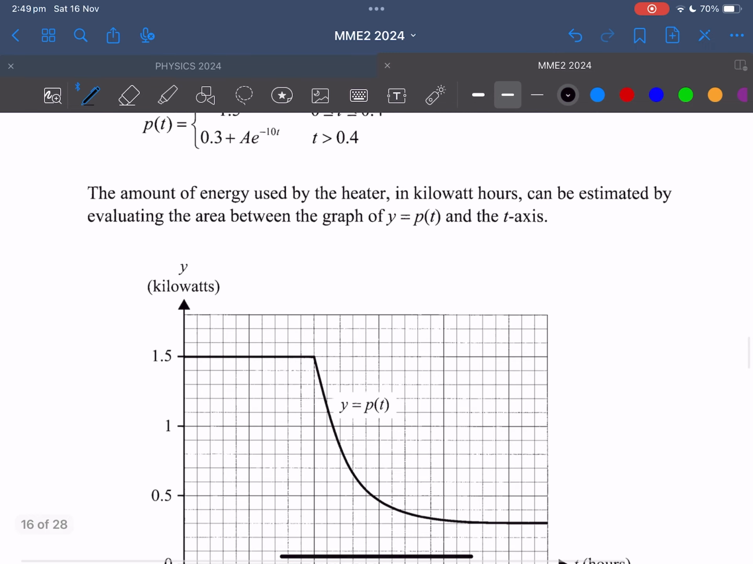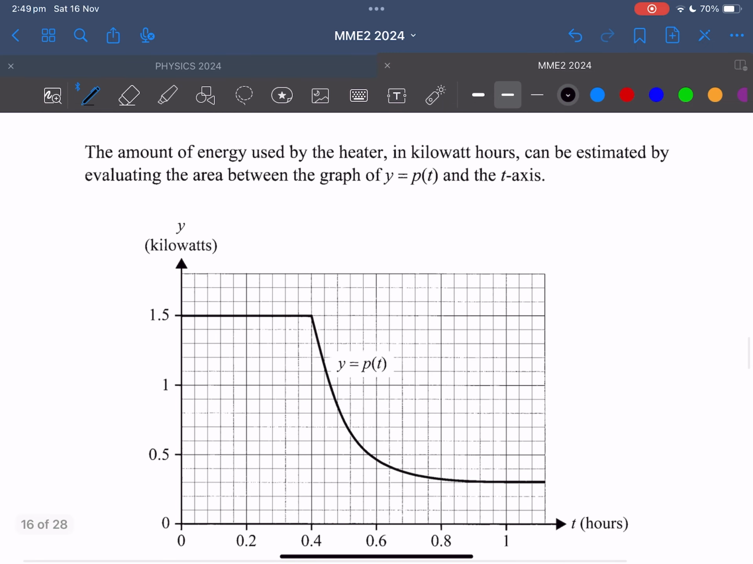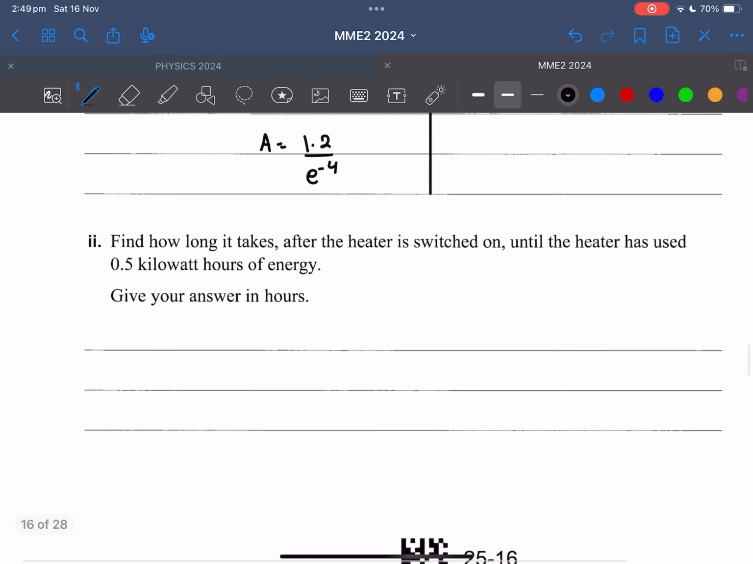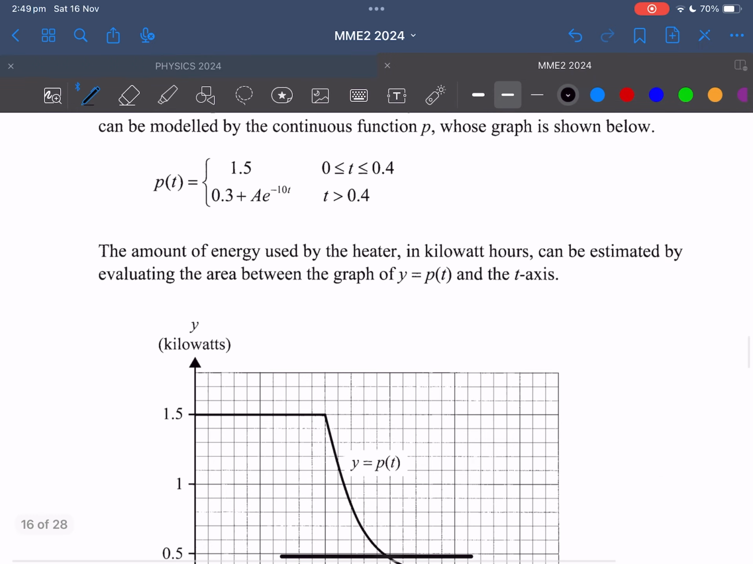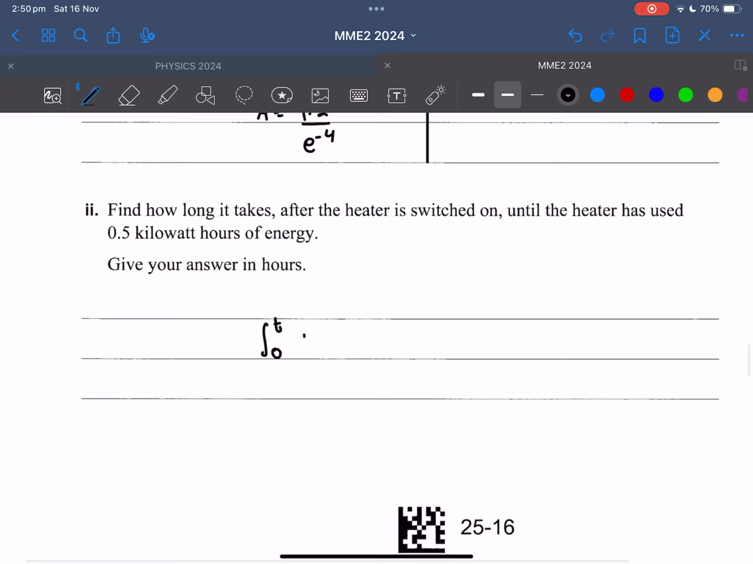So we know that if we calculate the area under this graph, we'll get the amount of energy used. So now what we have to do is to find a value of t such that the area is 0.5. That's essentially what we need to find. So our integral would go like this. From 0, wait, it's 0, right? Yeah, 0 all the way to t of p(t) dt is equal to 0.5. And now all we have to do is to find the value of t.